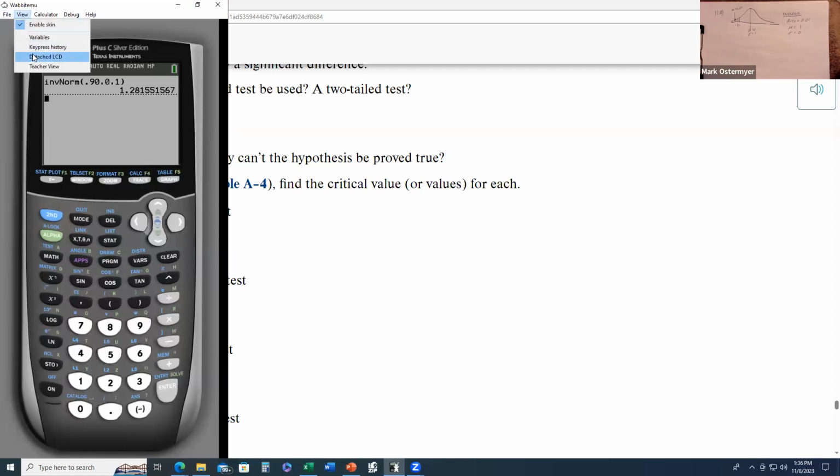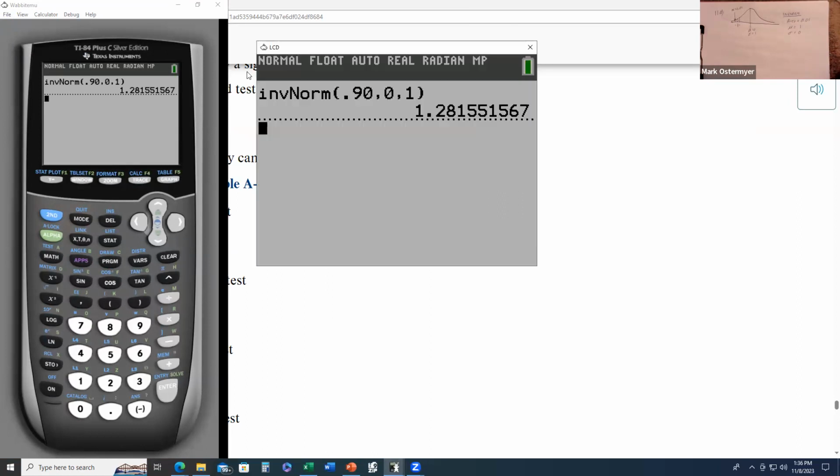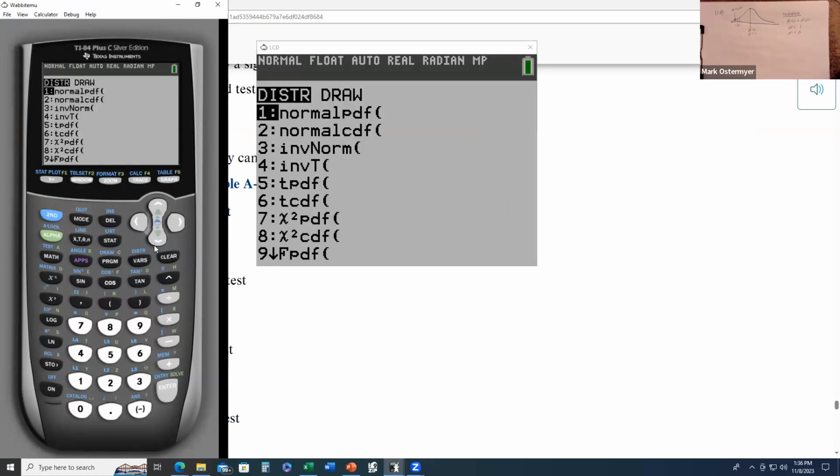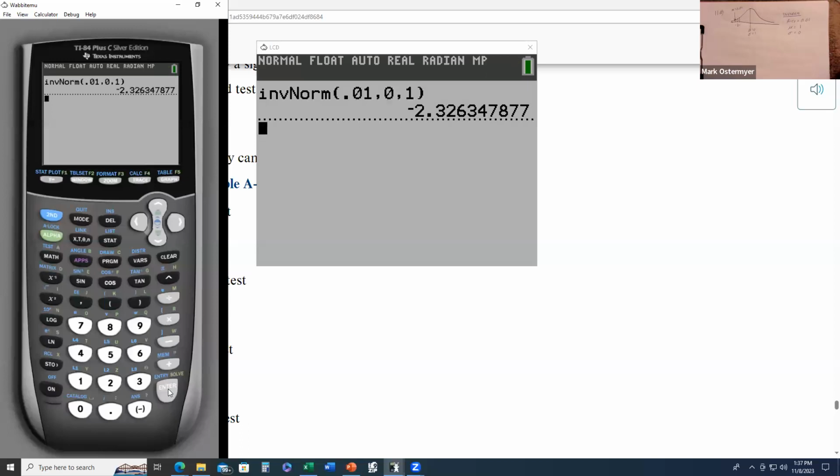And go grab your inverse norm function. Inverse norm function. And we type in the area 0.01. That's how it would look horizontally if your calculator renders this horizontally. It's always the area to the left of the Z value, always to the left. And negative 2.33. That'd be your critical Z value.